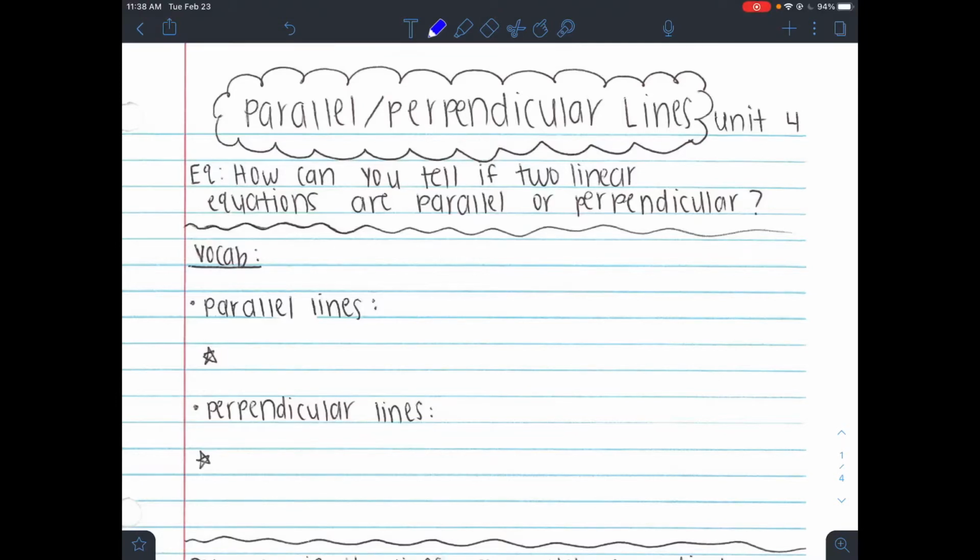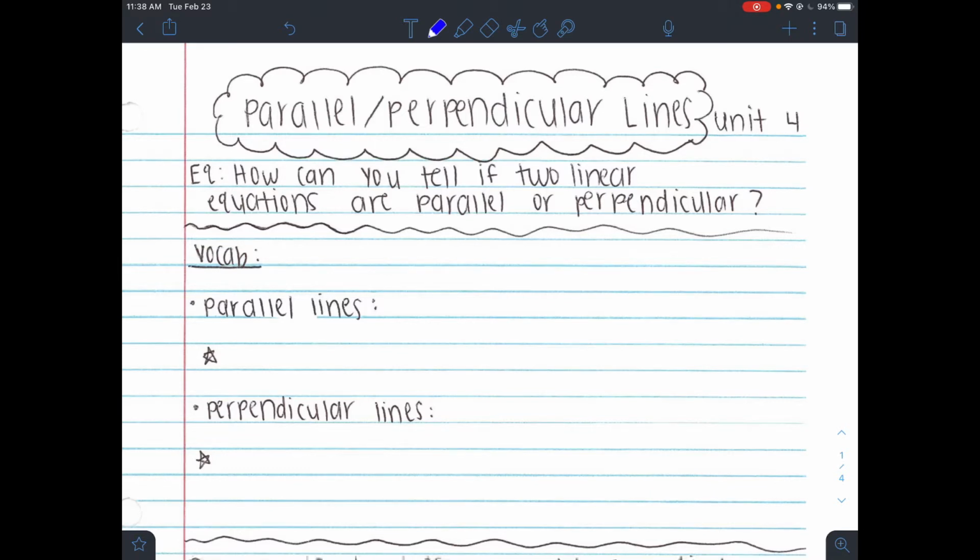These are the notes for parallel and perpendicular lines. We are in the first lesson of Unit 4. Our essential question is, how can you tell if two linear equations are parallel or perpendicular? Now, you might have heard these words in middle school where you talked about parallel and perpendicular lines, but what makes two lines parallel and what makes two lines perpendicular is really what we're going to go into today.